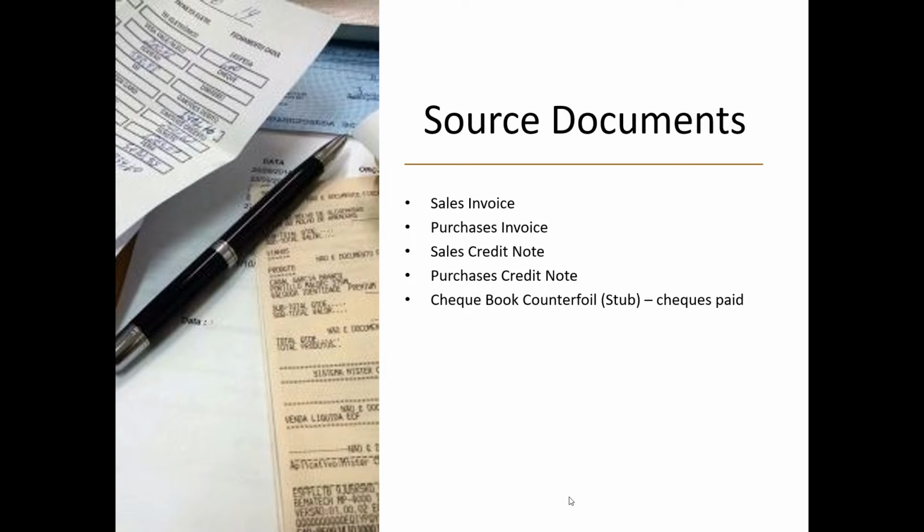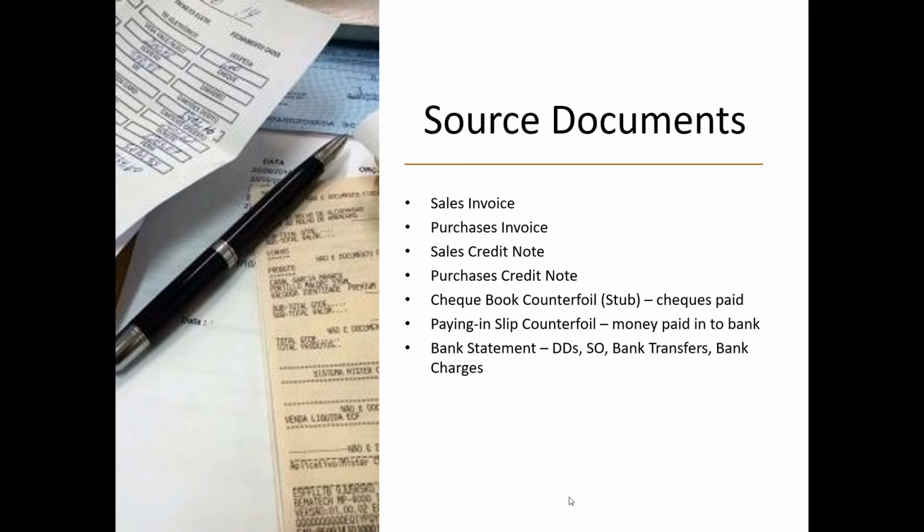And a purchase credit note is a credit note that we receive from our suppliers when we return goods to them. Other source documents that aren't going to be used in this particular session, but things that we need to be aware of: the check counterfoil, or stub, is the source document when a check is paid out. We've got paying in slip counterfoils, which is when we pay money into the bank account, and we'll learn more about those when we look at the cash book in a later session. The bank statement is the source document for direct debits, standing orders, bank transfers, bank charges, anything that's paid or received directly to or from our bank account. And then cash receipts for cash sales and expenses and purchases that are paid for in cash.